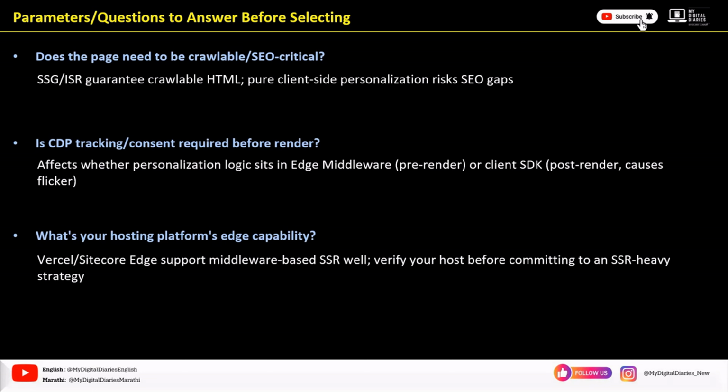So, 8 questions: content variability, personalization need, change frequency, staleness tolerance, traffic scale, SEO criticality, consent timing, and hosting capability. Answer these honestly for every route, and you won't just be guessing between SSR, SSG, ISR, and hybrid. You will be architecting it. And that's episode 1.